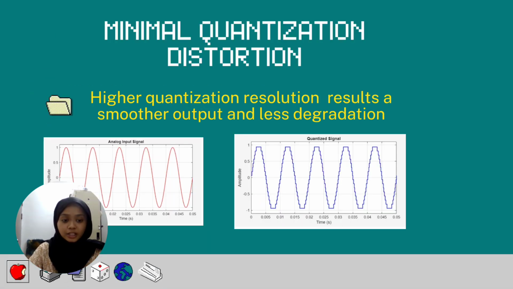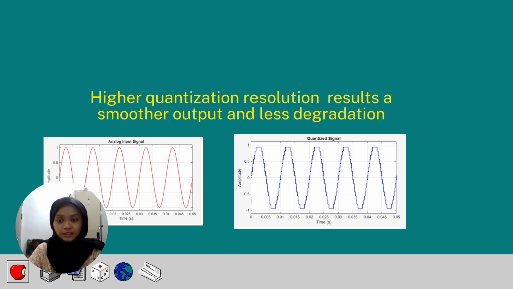Additionally, our simulation used a relatively high quantization resolution, which helps minimize the distortion. The smoother the reconstructed signal, the better the quantization accuracy, and that's what we observe. In short, proper sampling combined with a finer quantization level results in a more faithful signal reconstruction.